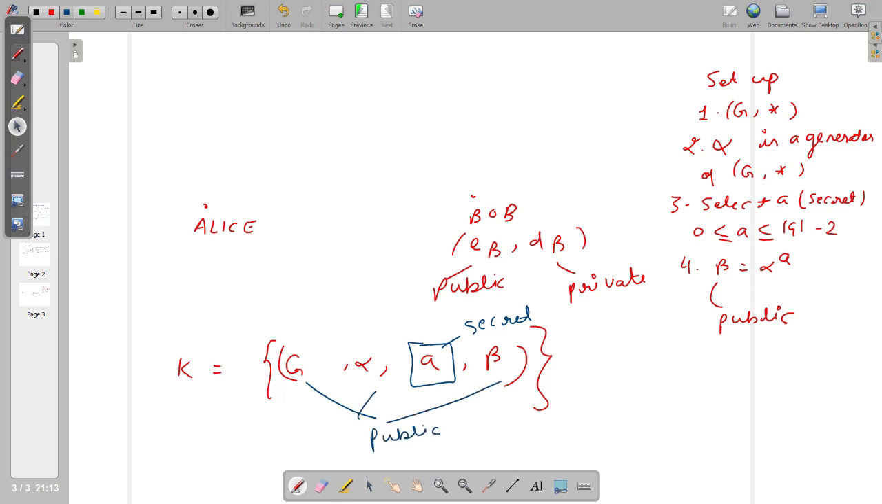What is the plain text? Plain text is every element of the group, and ciphertext is G into G, because in the ElGamal cryptosystem we know that it generates two ciphertexts in a group.